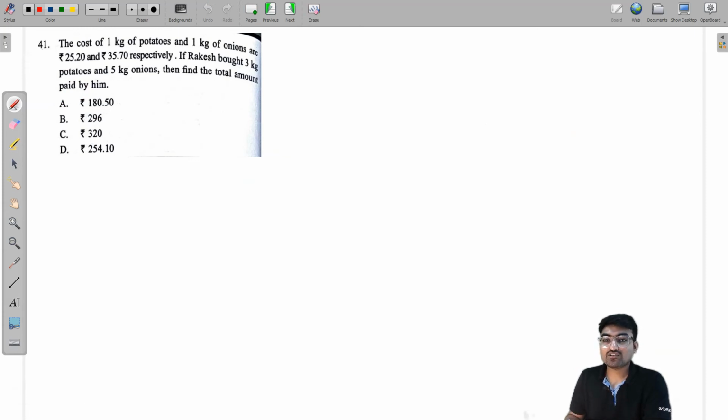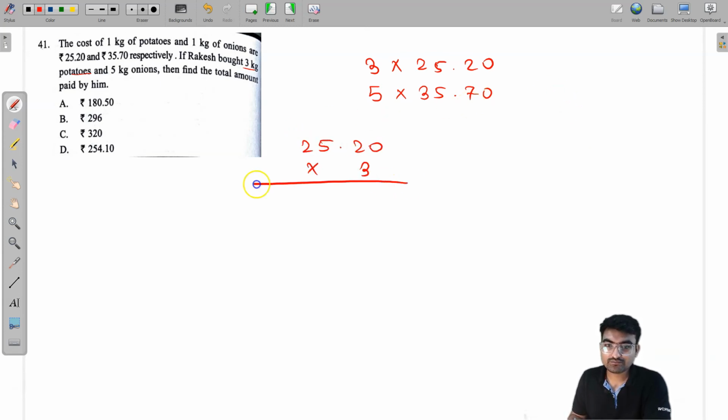Okay. The cost of 1 kg of potatoes and 1 kg of onions are given. If Rakesh bought 3 kg of potatoes, okay, so 3 kg of potatoes, right, and 5 kg of onions, 35.70. What is the total amount paid by him? Okay, so 25.20 into 3. This will be 0, 3 2s are 6, decimal as it is, 5 3s are 15, so 5 carry 1, 3 2s are 6 and 1, 7.